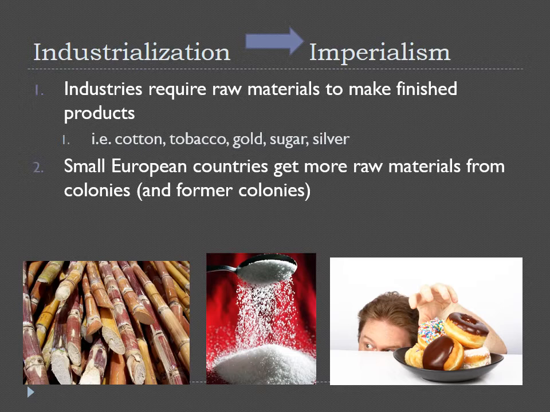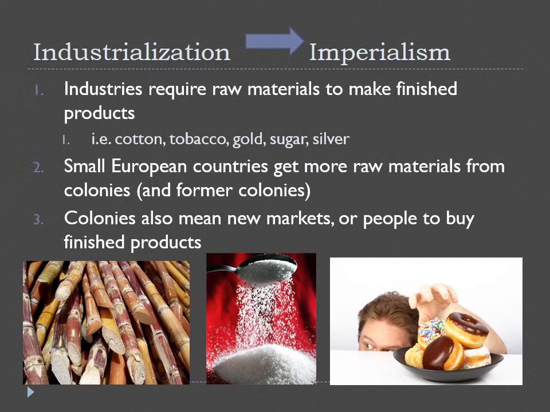Two, small European countries get more raw materials from colonies and former colonies. So we have countries like Portugal getting these raw materials from colonies, and this leads other European countries to try to compete. So they are incited or motivated to go elsewhere and try to create more imperial ties and points of contact to get raw materials, since the European nations are competing with each other.